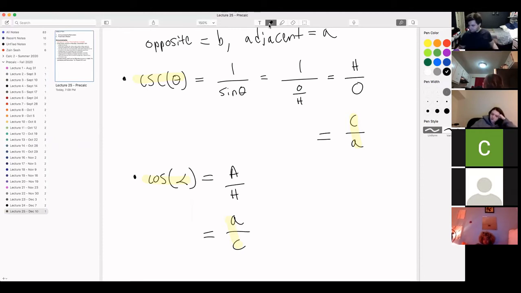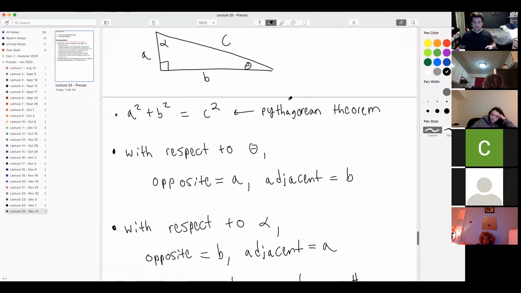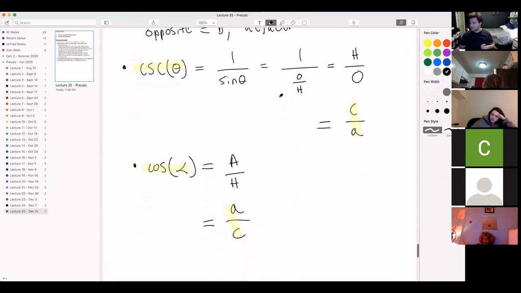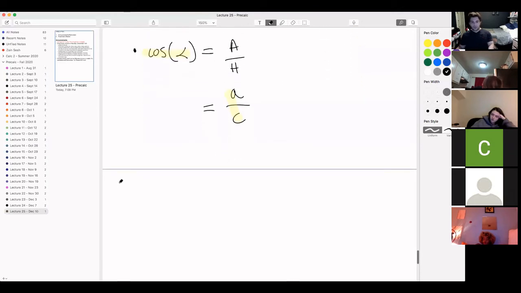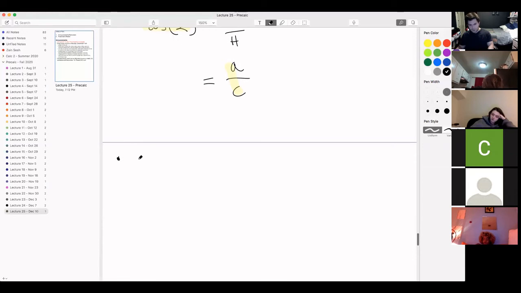And that'll do it. So you can expect a question just like this on the final. Good. One more. So just one more which is like a sine or cosine question. So how about this? How about sine of 240 degrees?